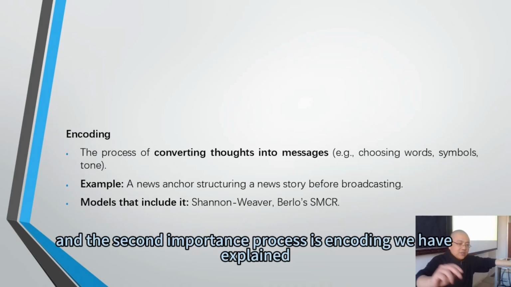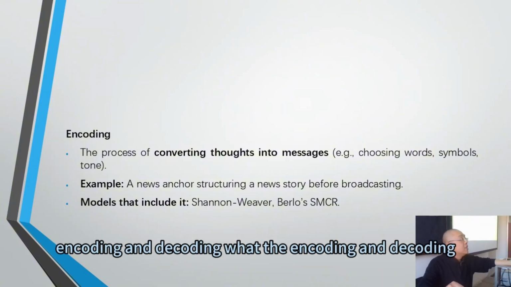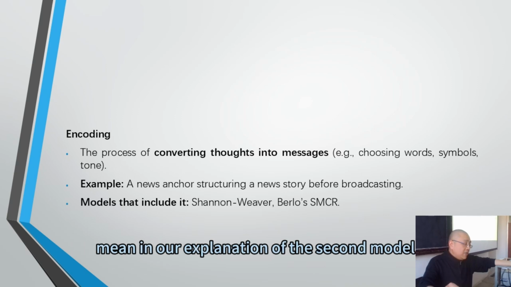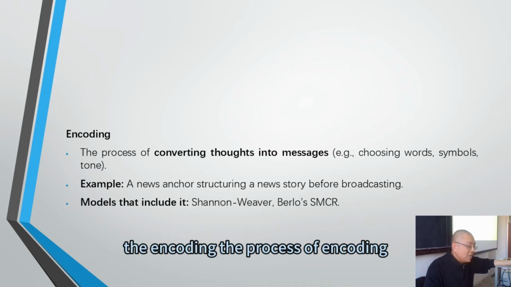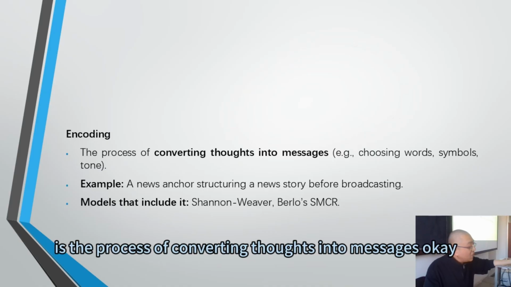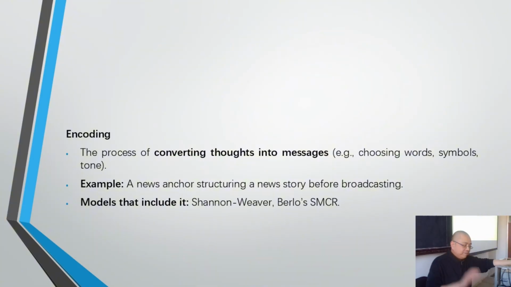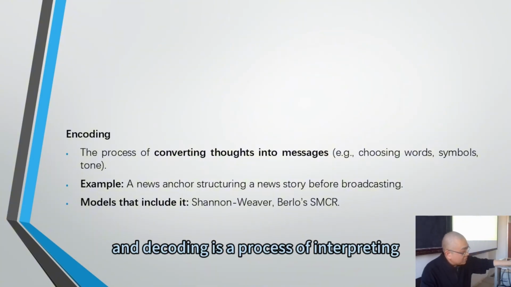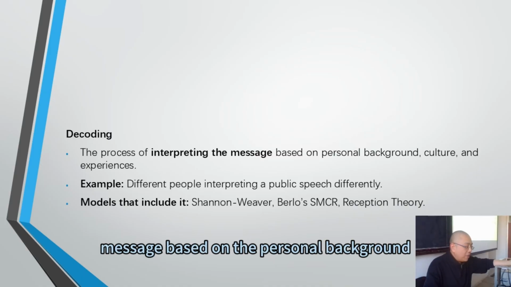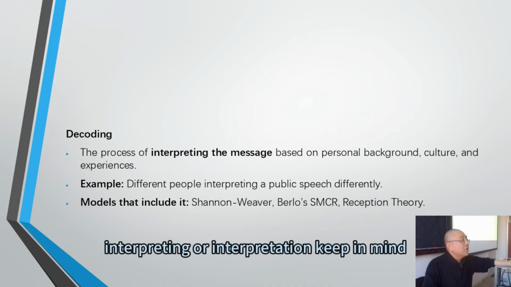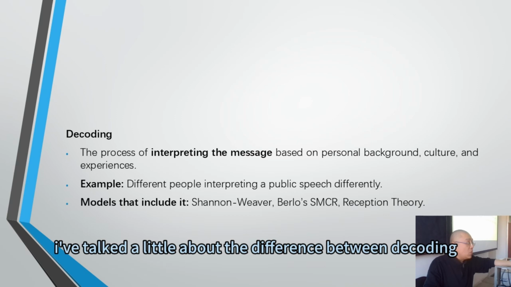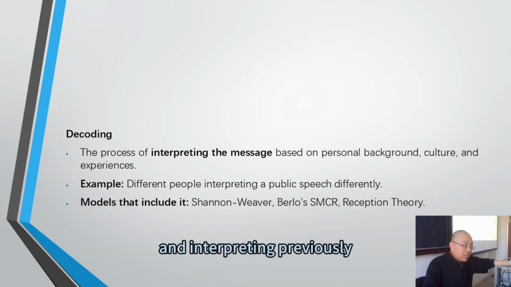And the second important process is encoding. We have explained what encoding and decoding mean in our explanation of the second model, the Osgood and Schramm model. Let me read it. The process of encoding is the process of converting thoughts into messages. And decoding is the process of interpreting messages based on personal background. Then again, there is also that process of interpreting or interpretation. Keep in mind, I've talked a little about the difference between decoding and interpreting previously.